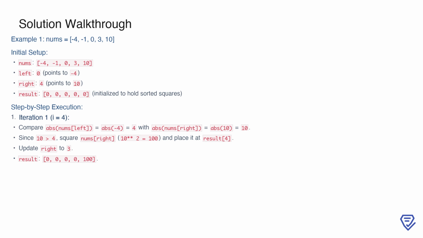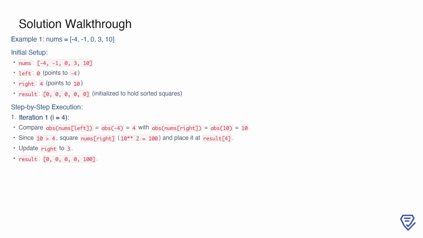We initialize two pointers, left at the start of the array and right at the end. These pointers help us compare the absolute values of numbers from both ends. The result array, which will hold the sorted squares, is initialized with zeros and has the same length as nums.